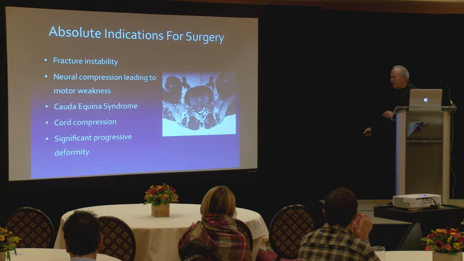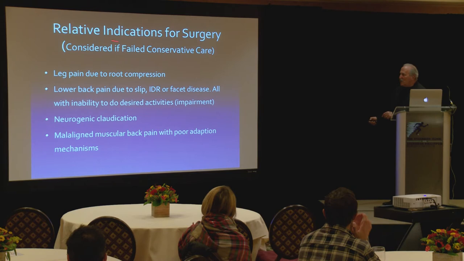What are the relative indications? So have they failed conservative care? Leg pain due to root compression, lower back pain due to slip, IDR, facet disease, all with the inability to do desired activities. If they want to go and play tennis and they've got a 3-level bad back, no matter what Dr. Gill or I do, they're going to have a 3-level problem and they're not going to be able to go back to play tennis. That's unrealistic. But if they want to walk their dog and do a little gardening and do dishes, yeah, we can help them, we can get them back. Neurogenic claudication, malaligned muscular pain with poor adaptation mechanisms.